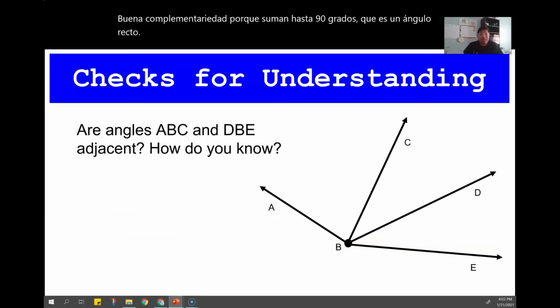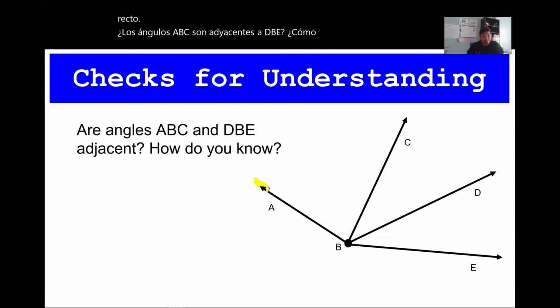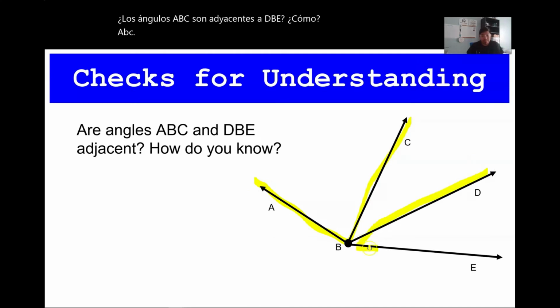Are angles ABC and DBE adjacent? How do you know? ABC, DBE. I just gave you the answer a moment ago.